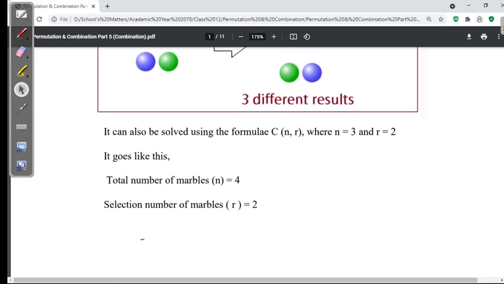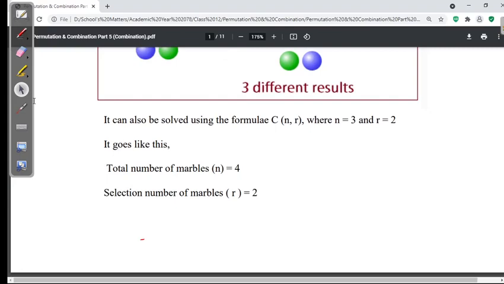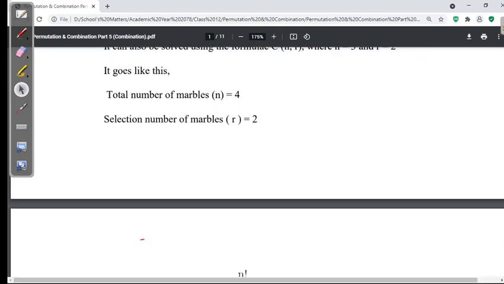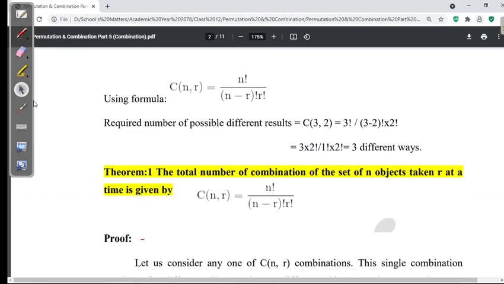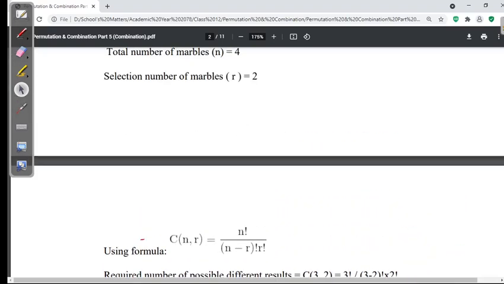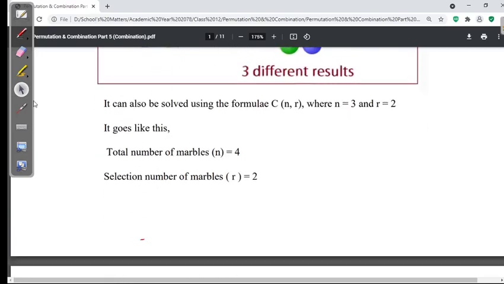It goes like this: total number of marbles 3, number selected 2, and using the formula nCr = n! / ((n − r)! × r!), the required number of possible different results is 3C2 = 3! / ((3 − 2)! × 2!). That is three different ways, which is shown in the figure as well.